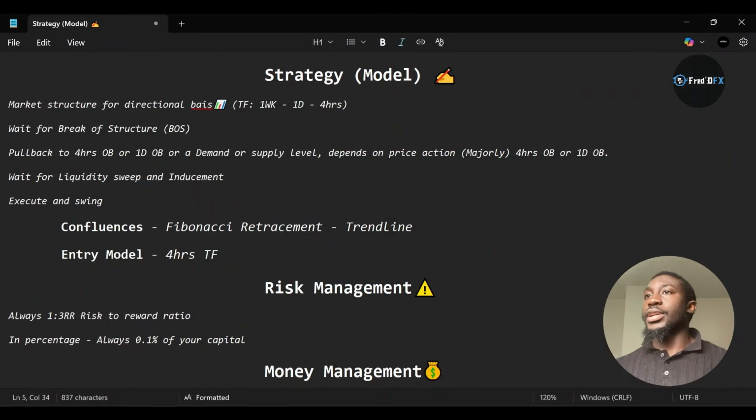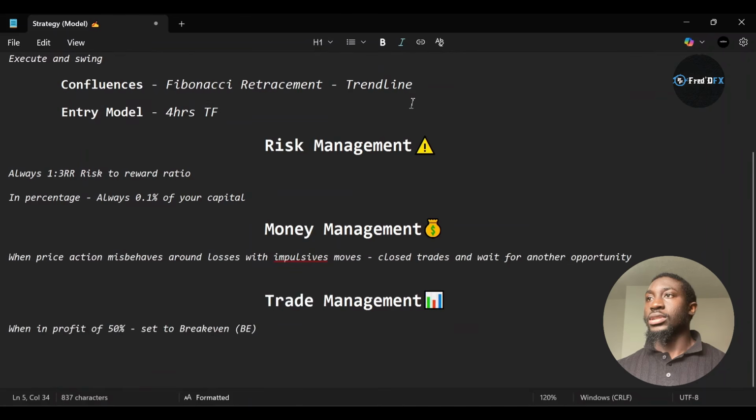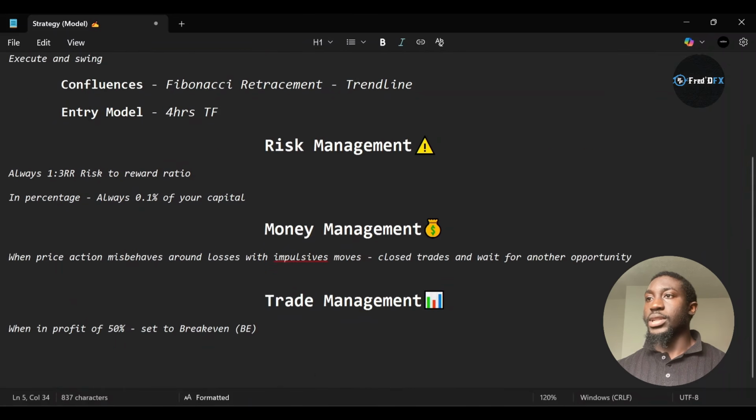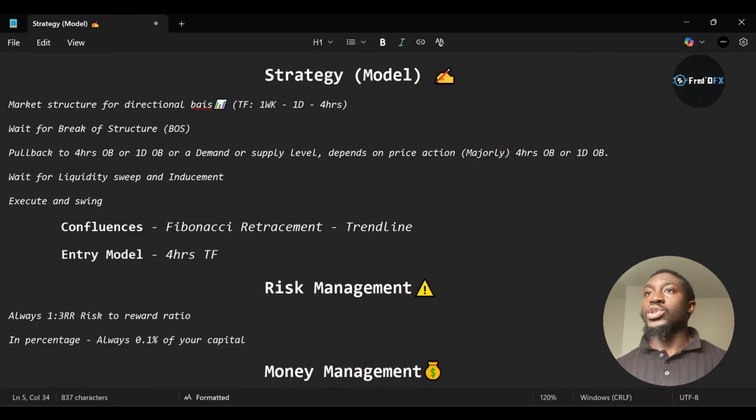As you can see on your screen, this is my strategy. I took my time to write this out: the strategy, which is the model, the risk management, money management, and trade management. The first thing you need to watch out for as a smart retail trader in the forex market is to observe your structure, wait for price to pull back to your 4 hours order block, and wait for either a liquidity or inducement sweep before you take your trade.